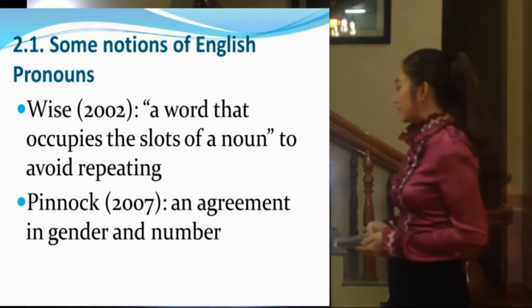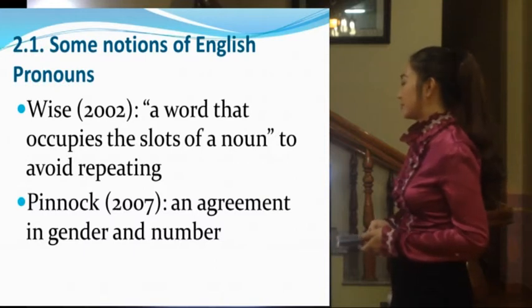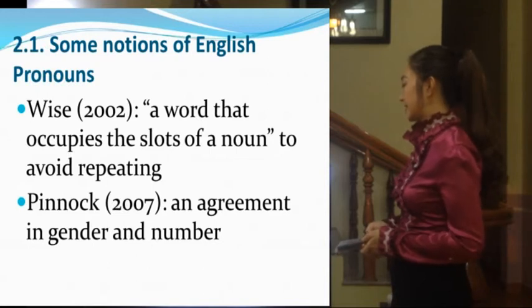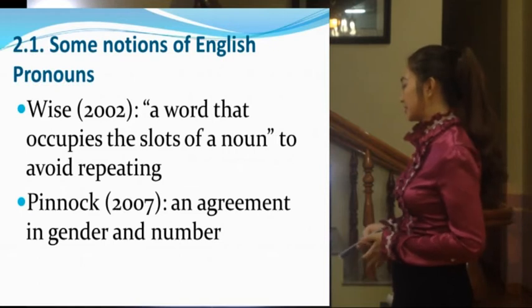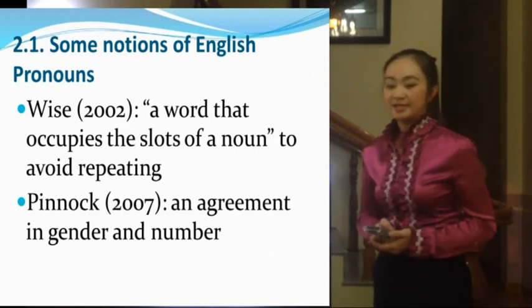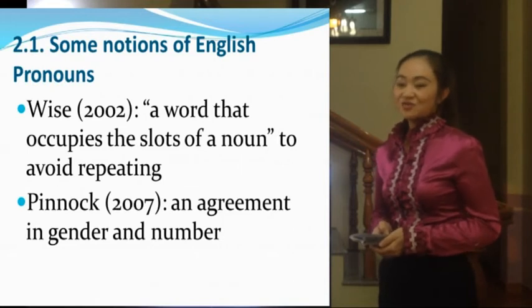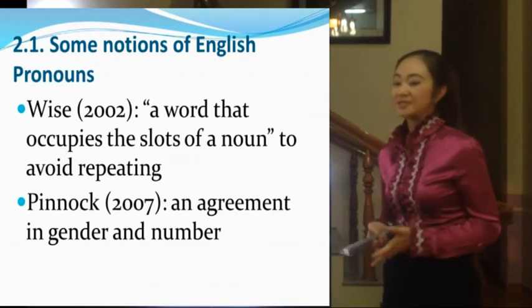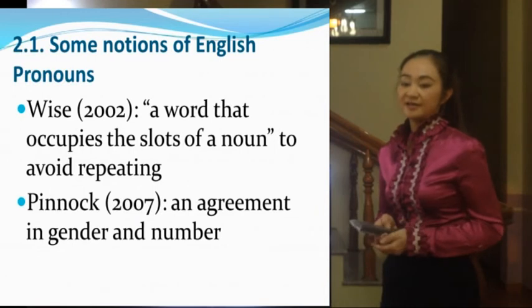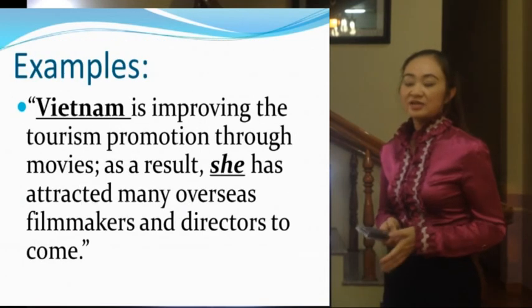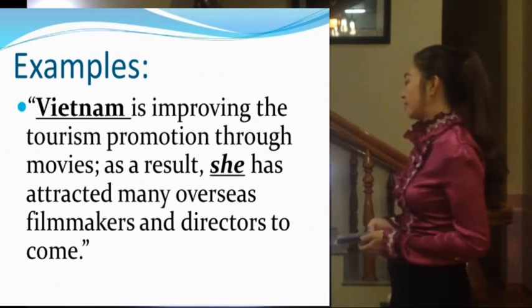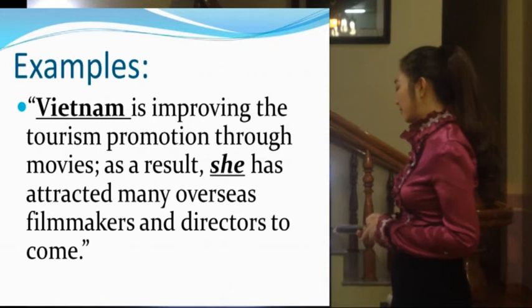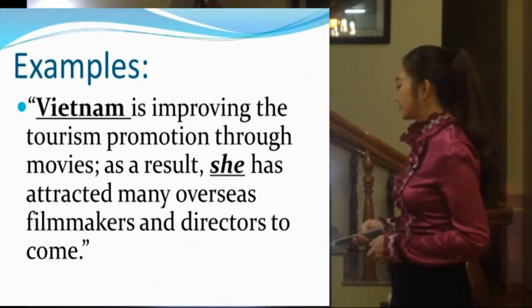In a narrower denotation, simplified, a pronoun is a word that occupies the slot of a preceding noun which names people, locations, objects, or conceptions, to avoid repeating the same word too much. Grammatically, pronouns point out an agreement in gender and number. As in the example, she refers back to Vietnam, a country linguistically regulated with a female attribute.